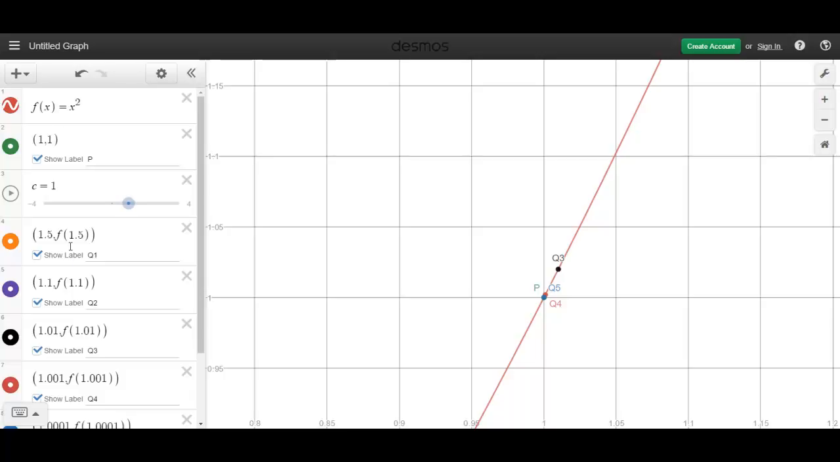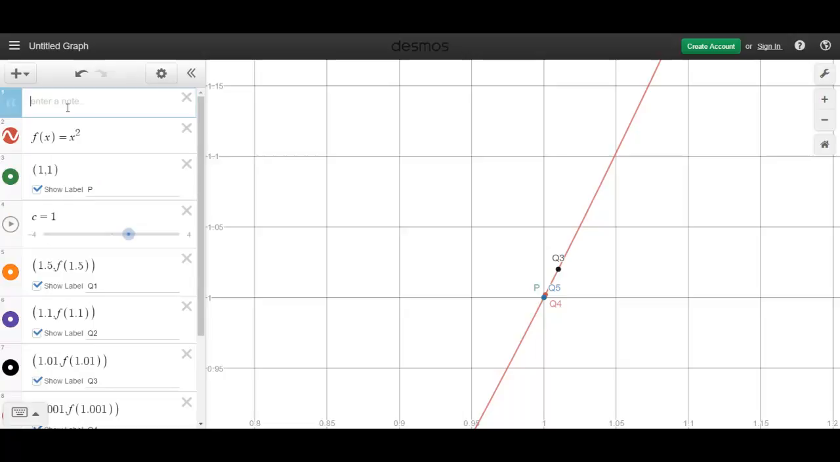Now how do you do this? This is just straight up algebra. Here, I'll write down the formulas. Here's what you need. You need a slope formula. You need to find the slope between this point and that point. Remember, that's y2 minus y1 divided by x2 minus x1.